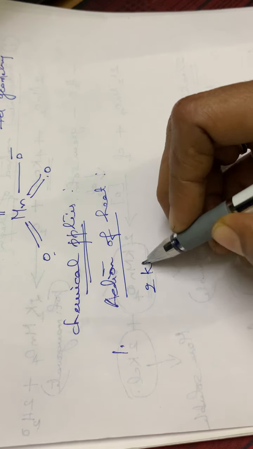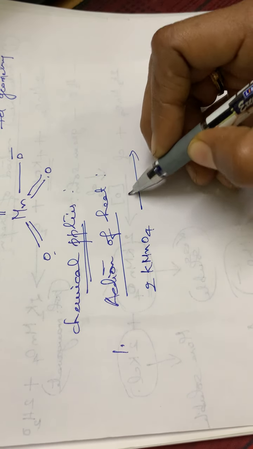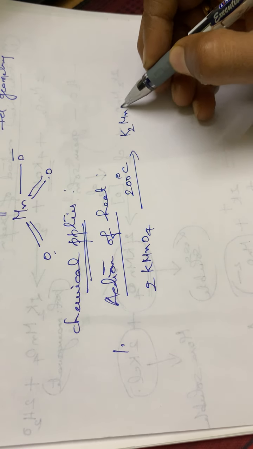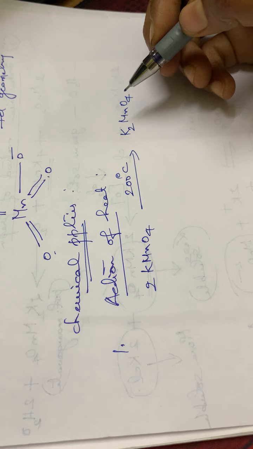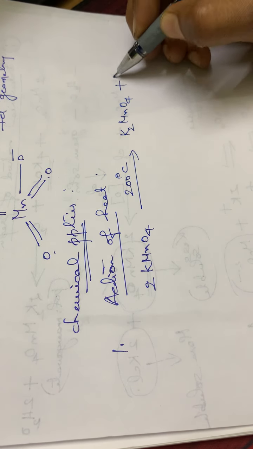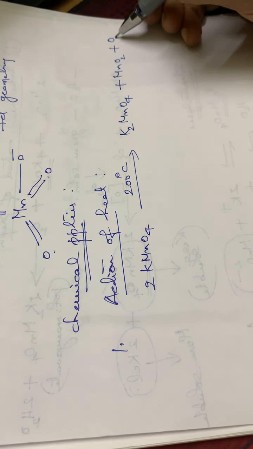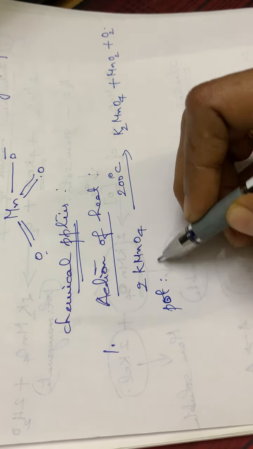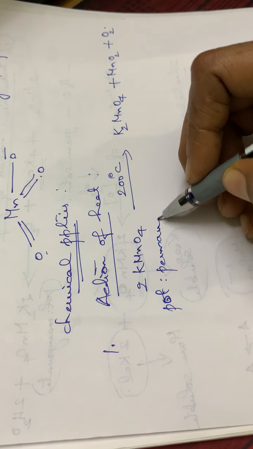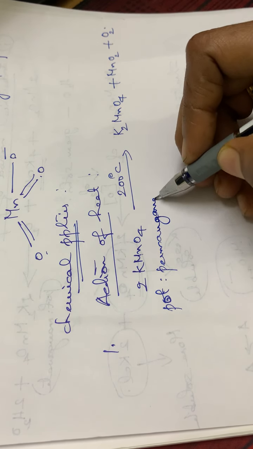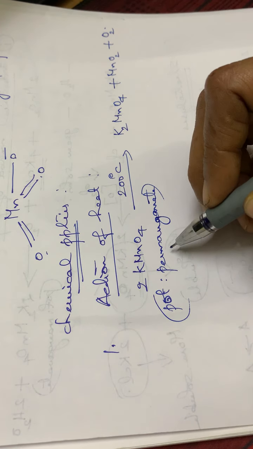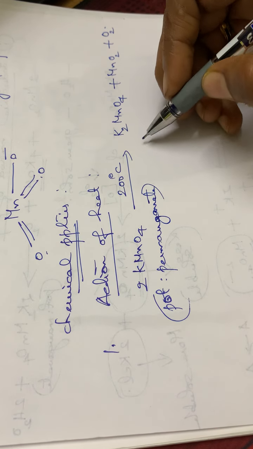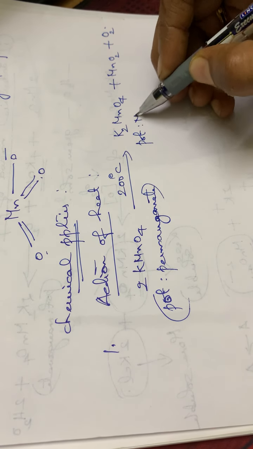See, potassium permanganate, KMnO4, on heating to a temperature of 200 degree Celsius, giving K2MnO4. That is, we are getting this potassium manganate, K2MnO4 plus MnO2 plus O2. Okay, so this is the action of heat. That means potassium permanganate on heating, we will be having potassium manganate.